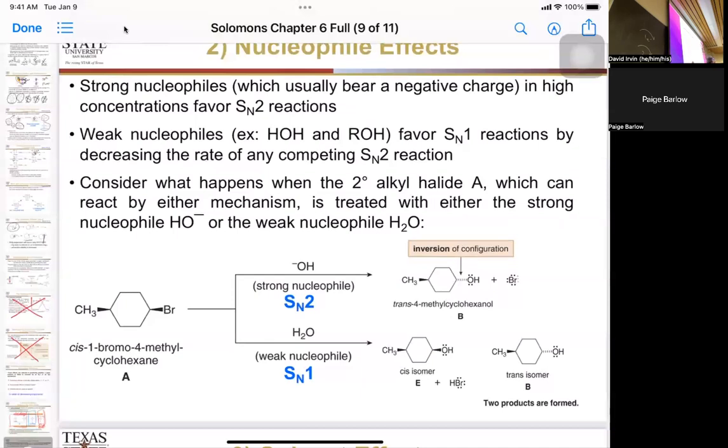So we're going to see our products now. If we go SN2 with a strong nucleophile, we're going to get one product. It's a stereoselective product, an inversion product. If we have to go through the SN1, we had to go through a carbocation, half on the top, half on the bottom, half one isomer, half the other isomer. And in this case, they're geometric isomers. Okay, questions on that? So think, if it's got a negative charge, it's probably going to do SN2. If it doesn't have a negative charge, it's probably going to go SN1.